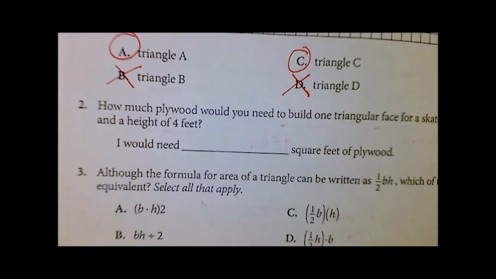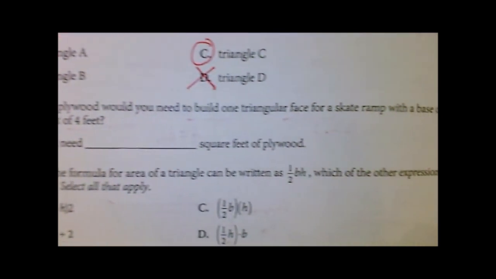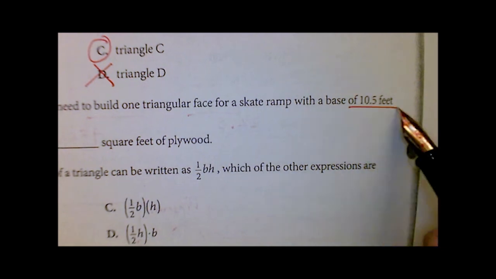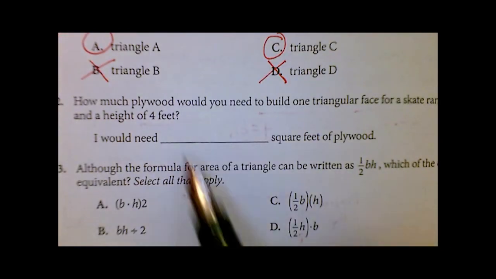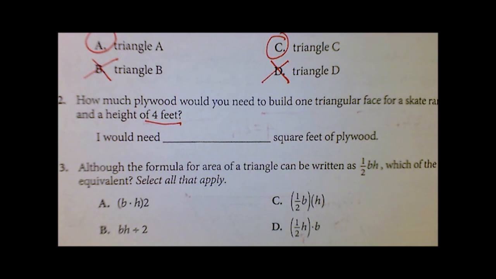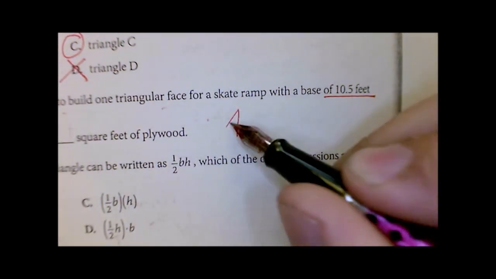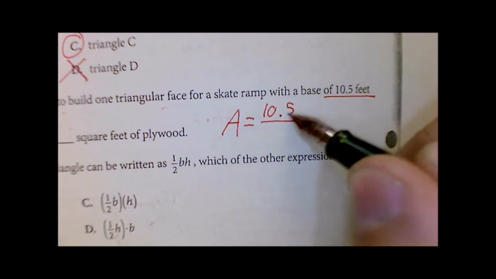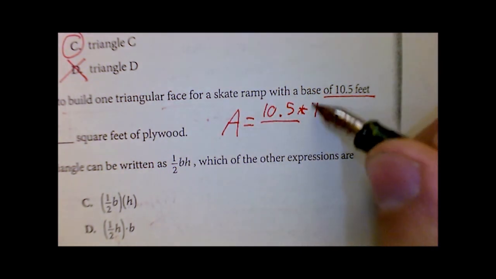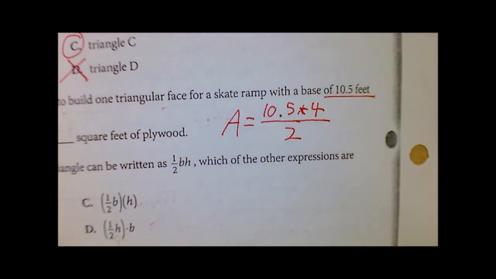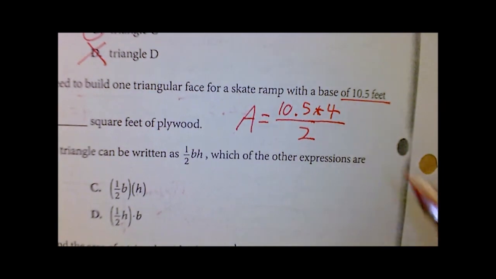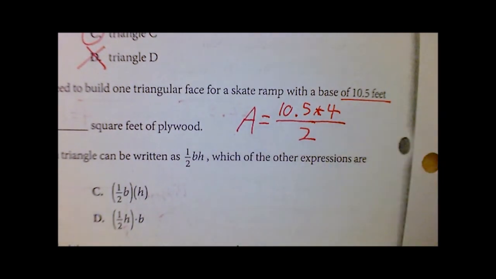The very last problem I'm going to talk about is going to be this one. How much plywood would you need to build one triangular face for a skate ramp with a base of 10.5 and a height of 4 feet? So, if I plug that into our formula, that area equals my base times my height, and then divide it by 2, what would I get? I'm actually going to leave this problem here. I don't want to solve it.